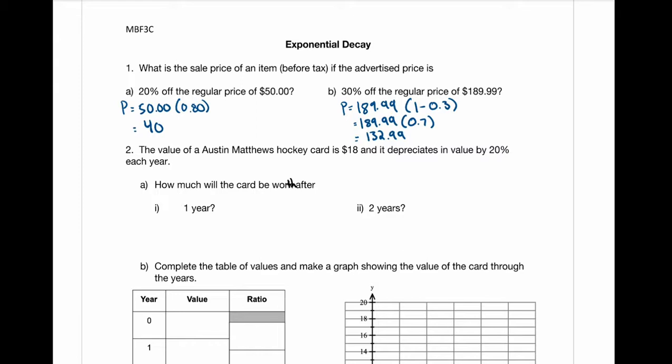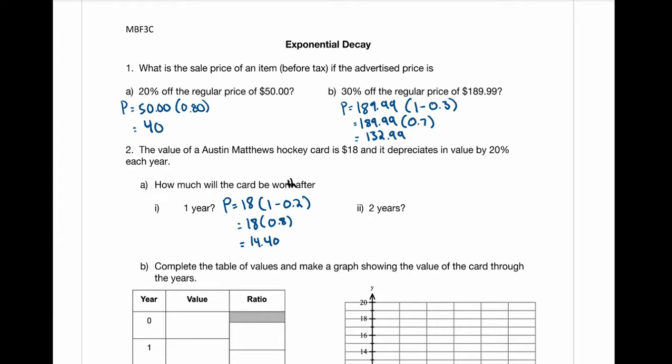after 1 year? So we can do the same thing. We can do it as one calculation. The price of the card, it's $18 originally, but because it loses 20% each year, it's going to be 1 minus 0.2, or basically 18 times 0.8, because it's only going to be worth 80% of its original value. And I get $14.40. So after 1 year, the card is going to be worth $14.40.